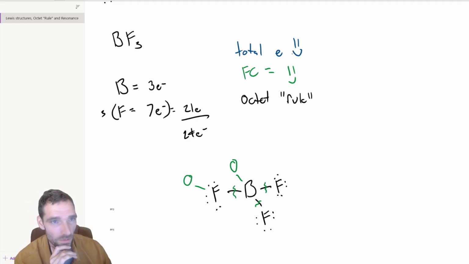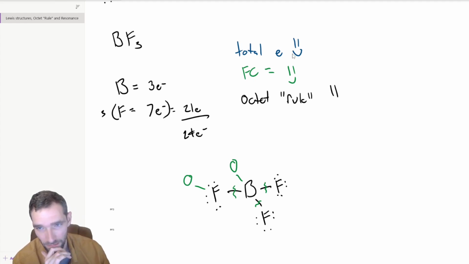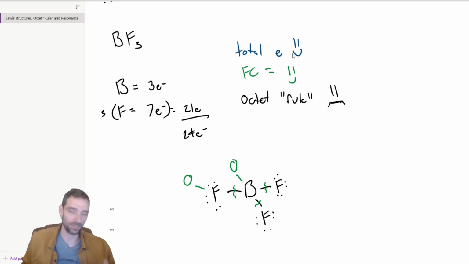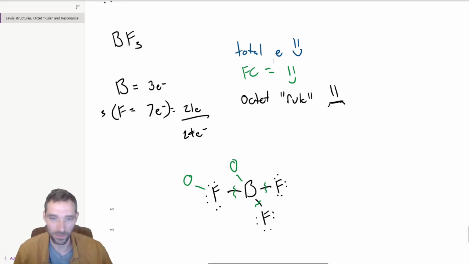And the octet rule is definitely not being followed here, so I'm not happy. I'm a little bit bummed out about that, but we just can't do better. We definitely need to account for all of the electrons being there. We can't just put on extra ones here. So that's the best fit with the combination of these rules. You've got to weigh these different things and see what you can do to make them the most happy, and that'll get you closest to reality.